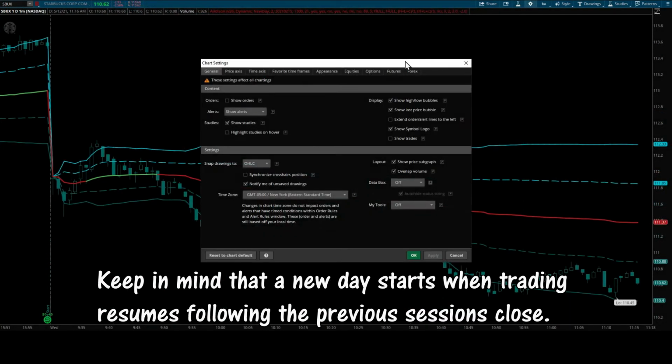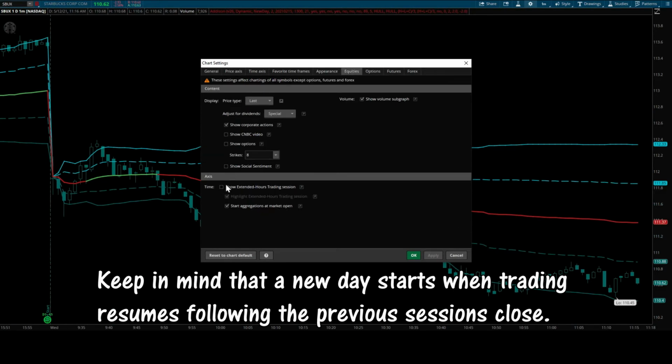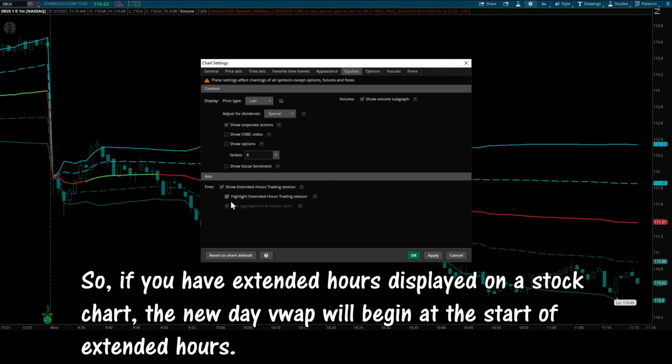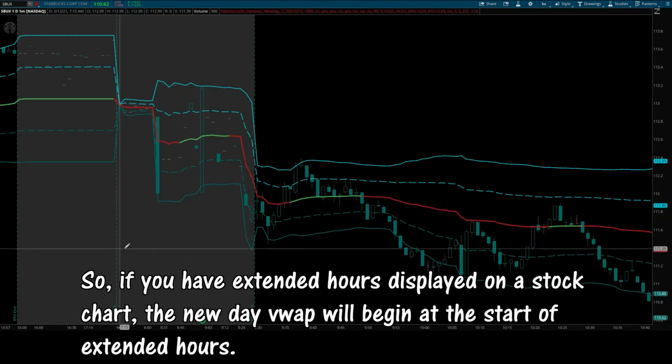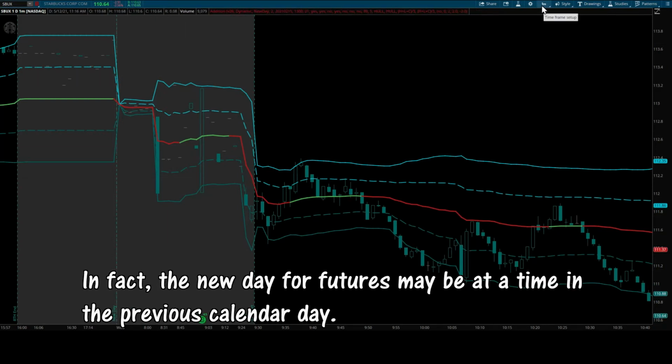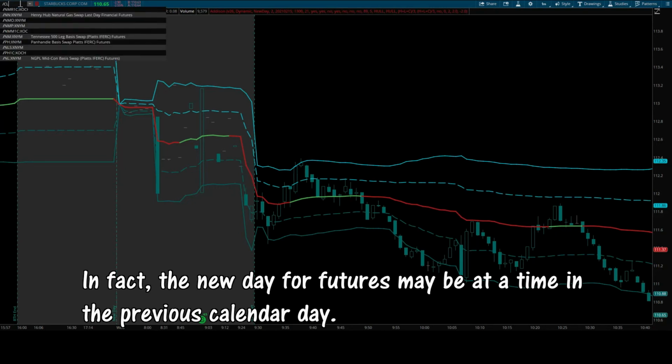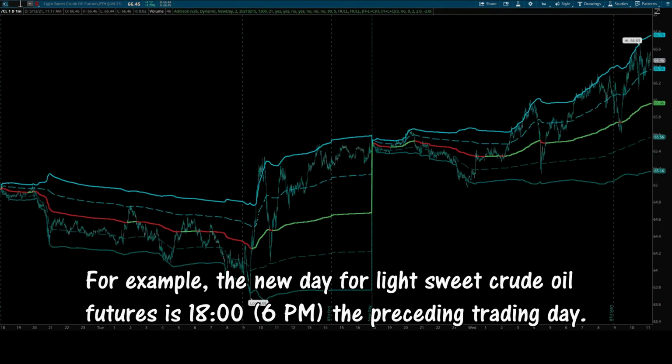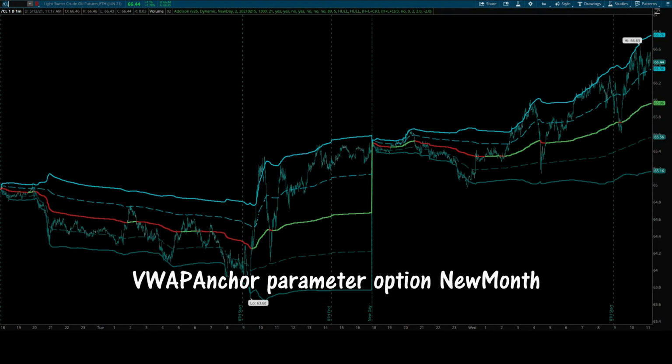Keep in mind that a new day starts when trading resumes following the previous session's close. So, if you have extended hours displayed on a stock chart, the new day VWAP will begin at the start of extended hours. In fact, the new day for futures may be at a time in the previous calendar day. For example, the new day for light sweet crude oil futures is 1800, 6 p.m., the preceding trading day.